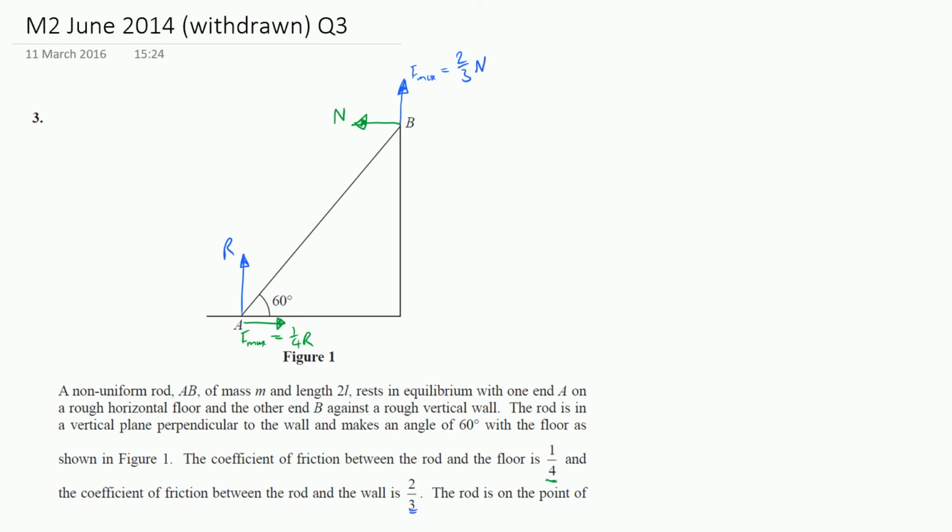The only other thing that I'm missing, I don't really know where to place it, so let's just pocket here for the time being, is going to be the weight of the ladder itself. Now we're told that it has mass m, so this here becomes mg.